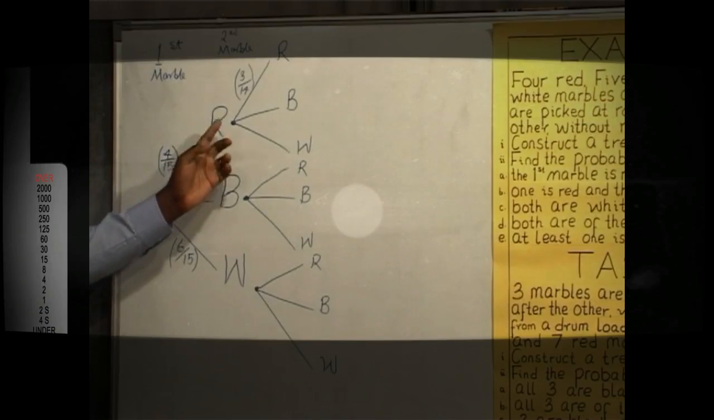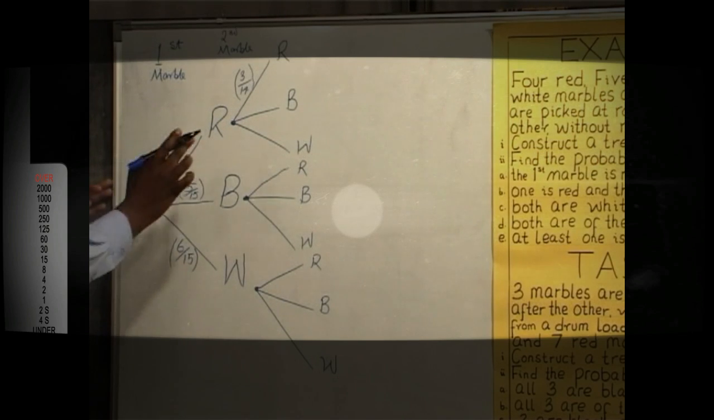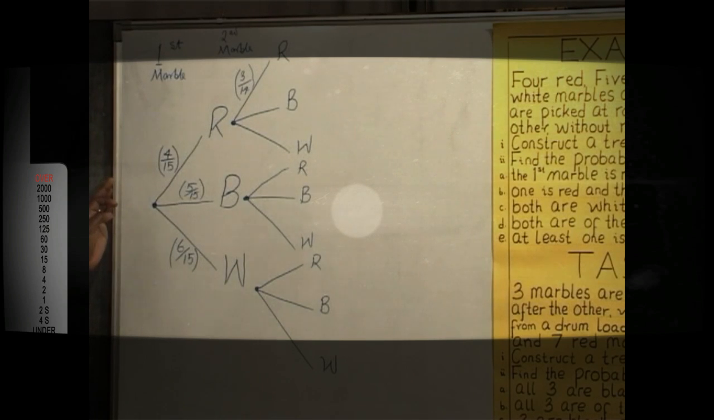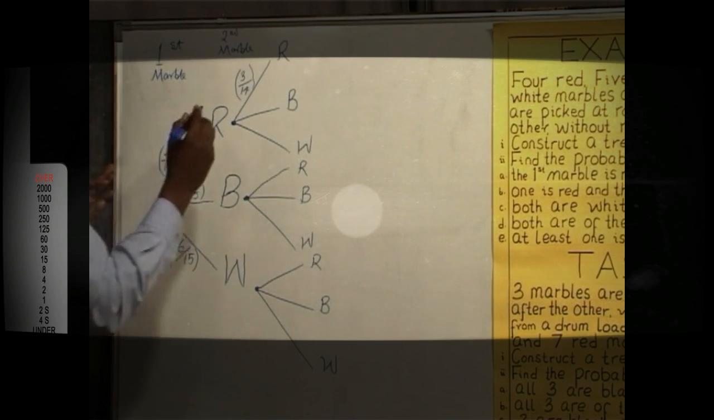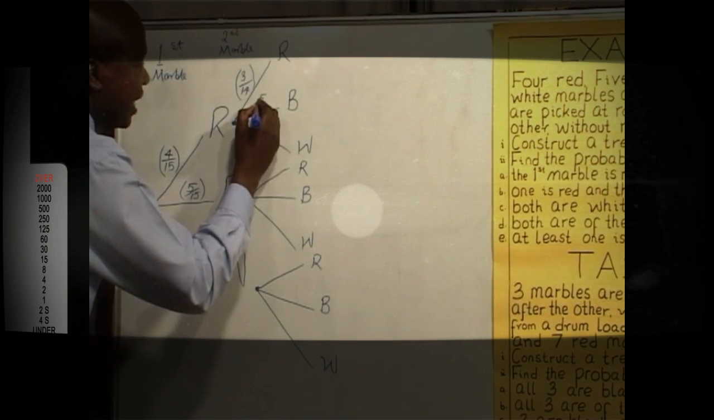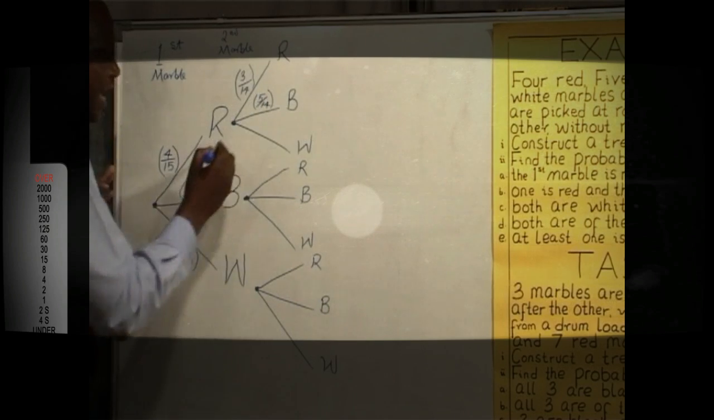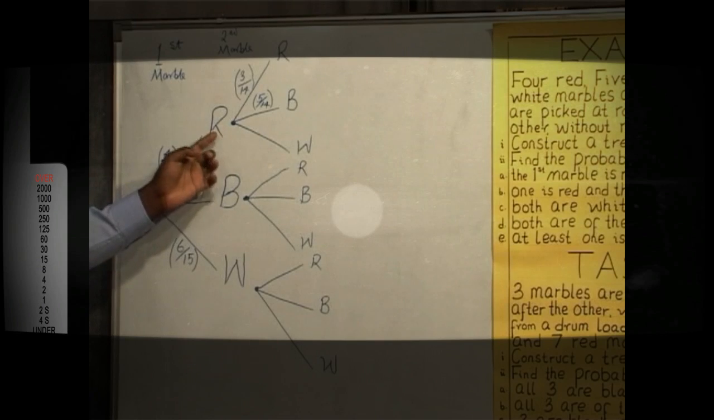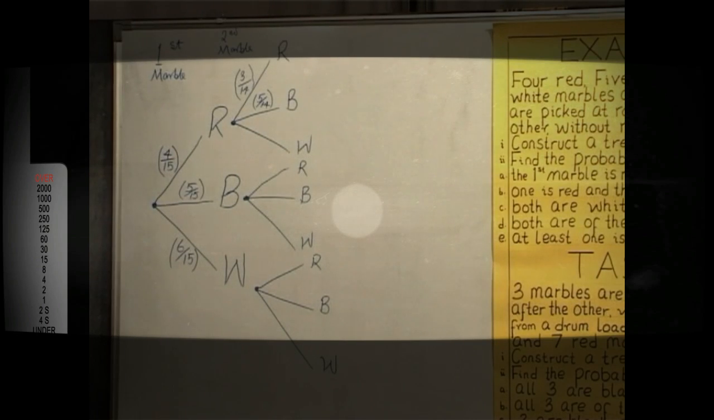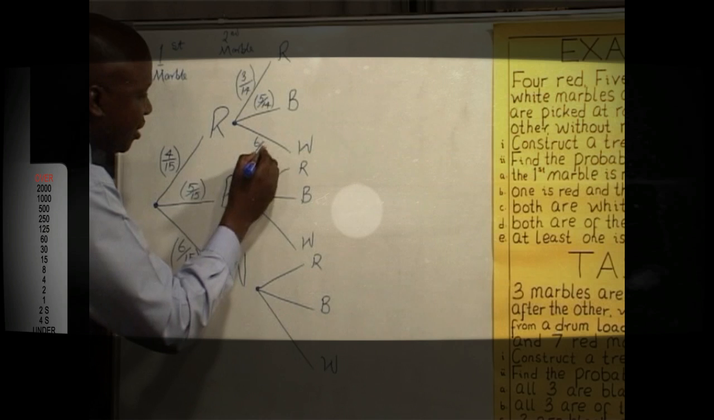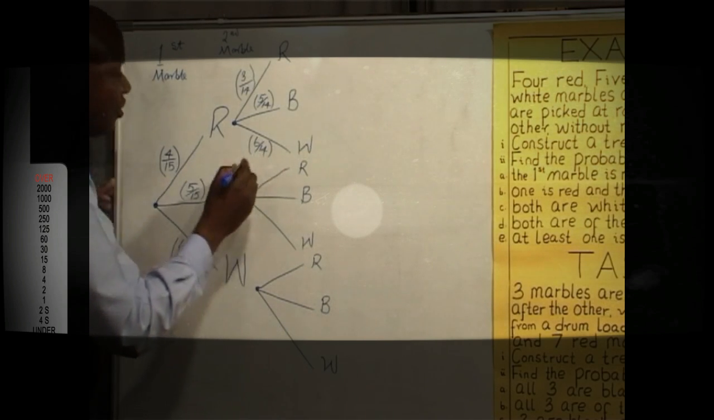We also need to do the same for the other two. So, on the assumption that the first one is red, it means the black ones are still intact. They have not been touched. So, they are still 5 out of the remaining 14 marbles. And the same reasoning will be extended to this one. The first one was red. For us to pick a white one, it means the white ones are still 6 out of the remaining 14. So that is how the probabilities are going to come out.